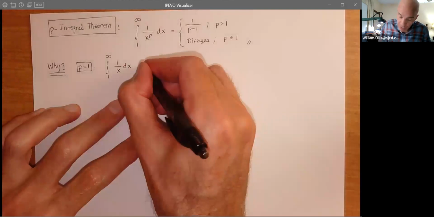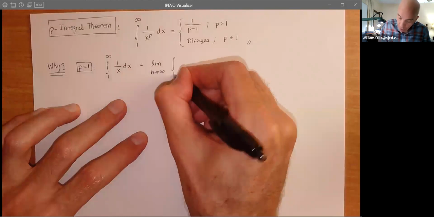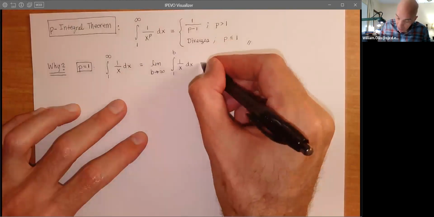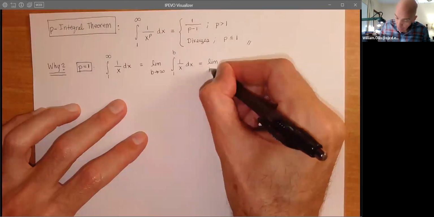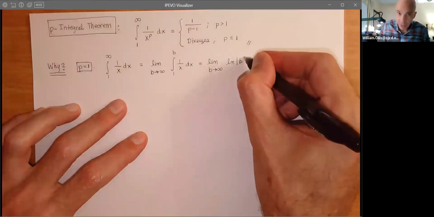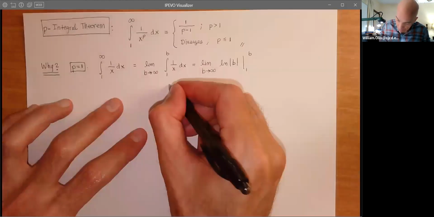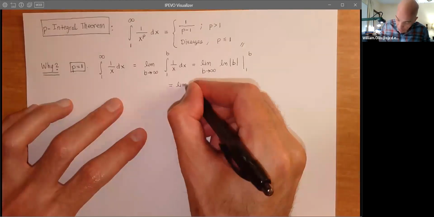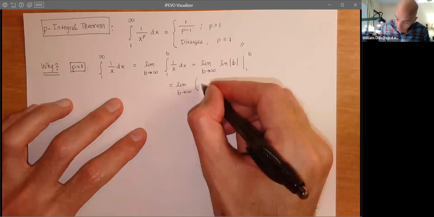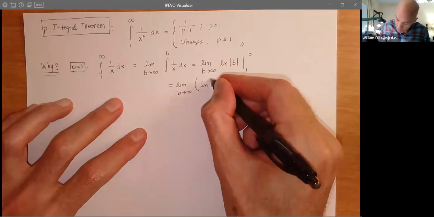So you're going to say, okay, well, this is the limit as b approaches infinity of the integral from 1 to b of 1 over x dx. But this just equals the limit as b approaches infinity of the natural log of the absolute value of x, evaluated from 1 to b. So this will give us the limit as b approaches infinity of, now of course we can retire the absolute value here, the natural log of b minus the natural log of 1. I'll go ahead and just put these in parentheses for clarity.